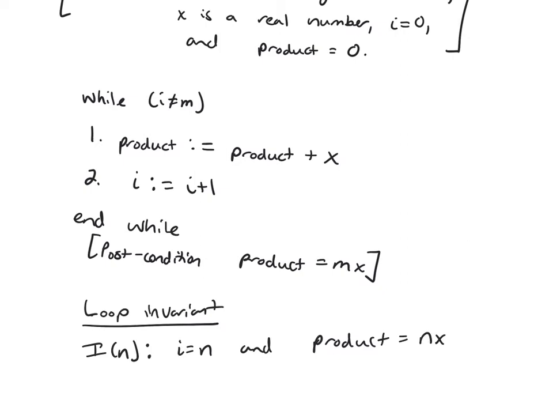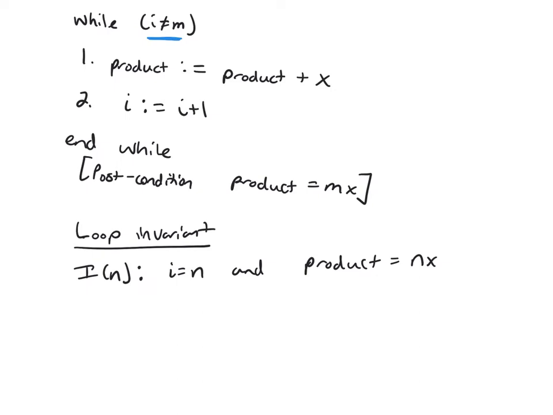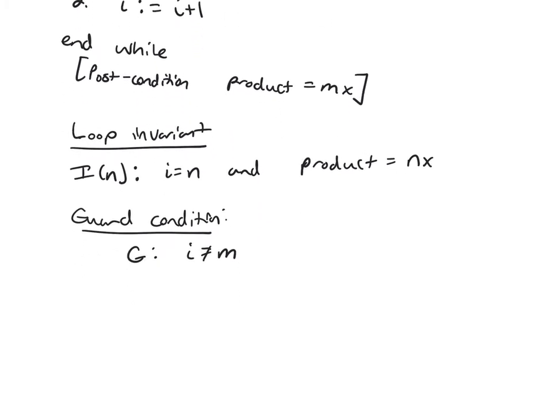And let's identify our guard. So our guard comes from this part about while. So our guard condition is that i is not equal to m. That's our guard condition. And so last time I laid out the procedure, there are 4 steps you need to show, and we're going to work through them here for this example. So the first one was called a basis property.